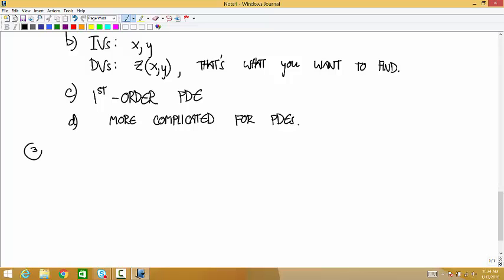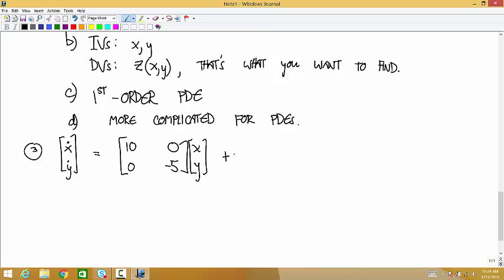Okay, and then the third example: x dot, y dot is equal to the matrix [10, 0; 0, -5] times x, y, plus 10 cosine of 3t, negative sine of t.